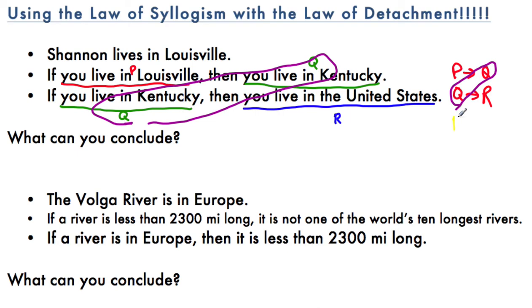So we can conclude P implies R, which says if you live in Louisville, did I spell it right? Nope. Let's squeeze an S in there. Then you live in the US.